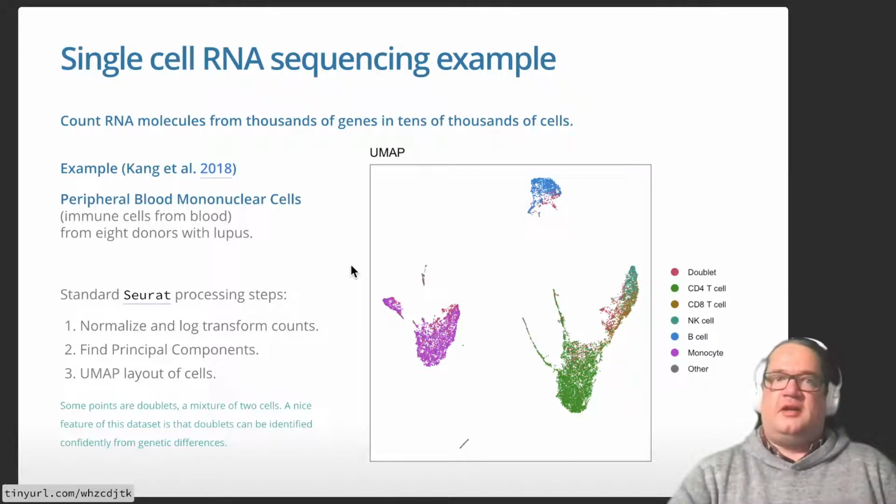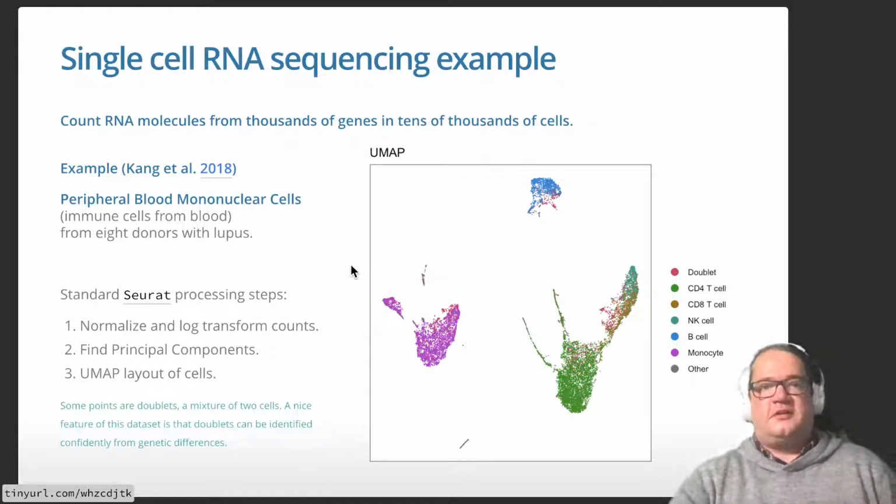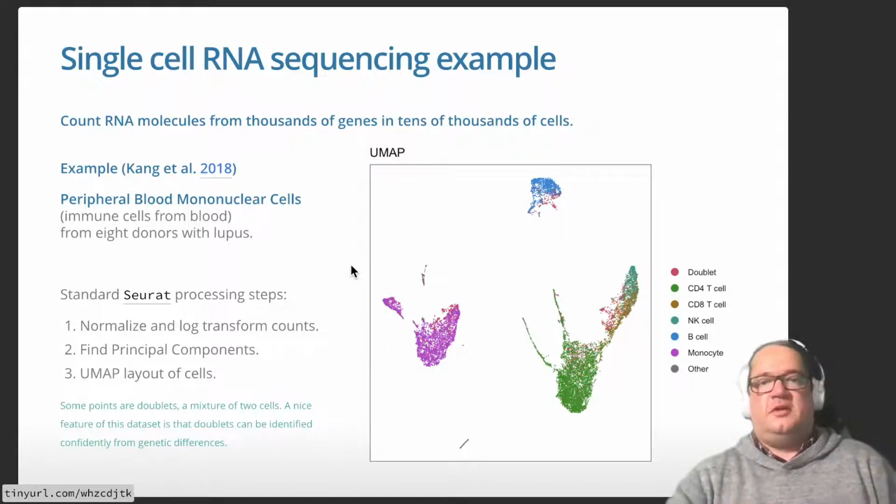Single cell RNA sequencing. This is where we count RNA molecules in a biological sample. And those RNA molecules come from thousands of different genes in usually tens of thousands of cells, something of that order. And we are able to, for each RNA molecule, identify the gene and identify the cell. And so with a little bit of processing, we get a big matrix of counts, generally a fairly sparse matrix.